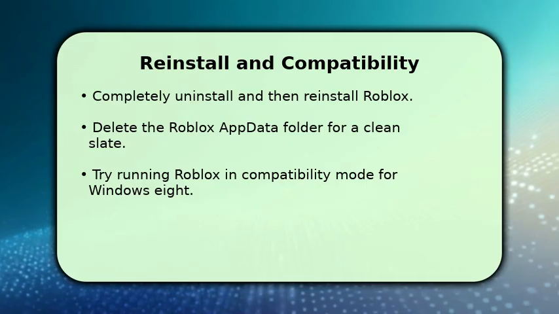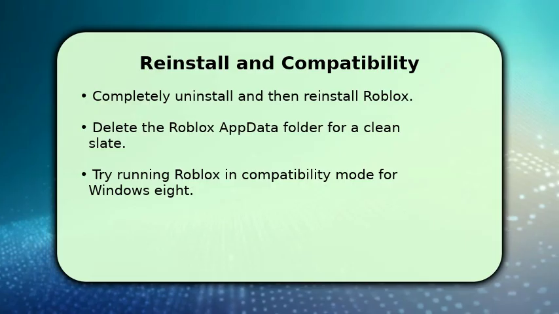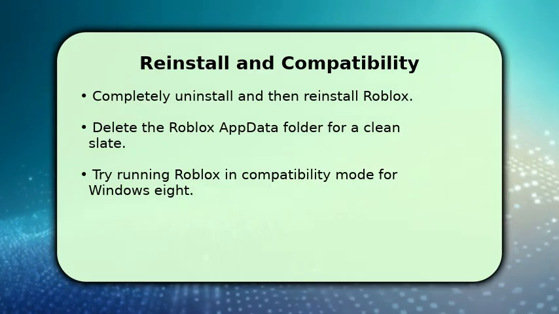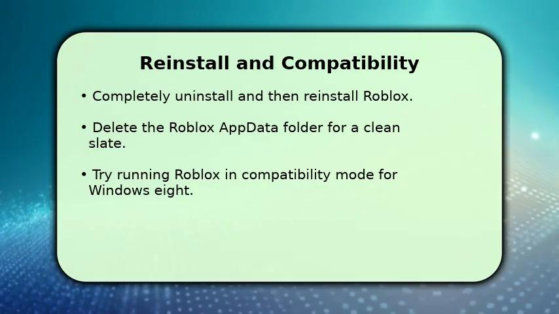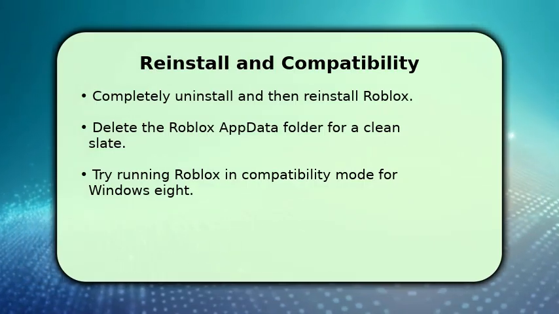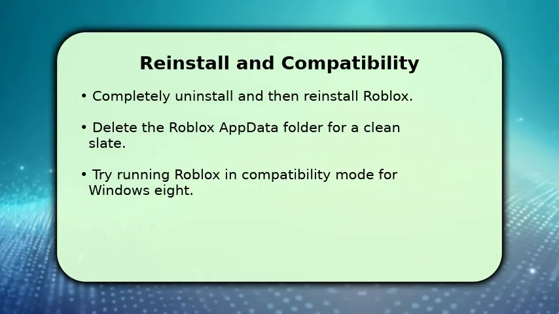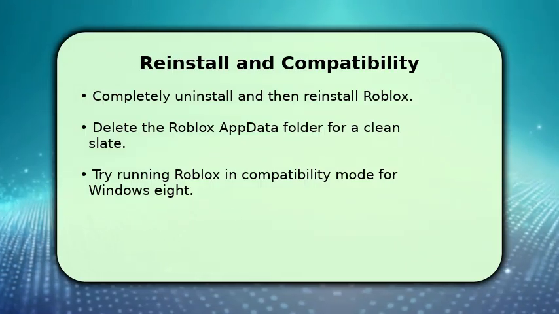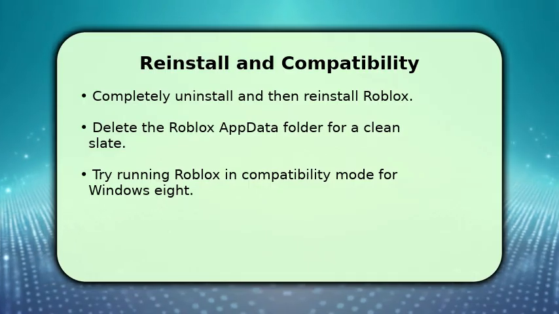Completely uninstall Roblox from your system, then delete any remaining files in the App Data folder for a truly clean reinstallation. After reinstalling, try running Roblox in compatibility mode for Windows 8, which can sometimes bypass modern system conflicts. Also, disable any third-party software, such as Riva Tuner, that might be interfering with the game's launch.